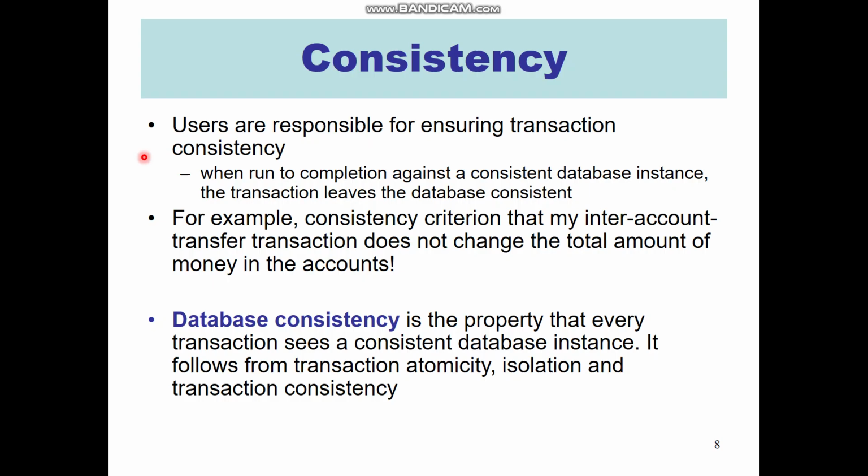Consistency means users are responsible for ensuring transaction consistency. For example, data consistency is the property that every transaction sees a consistent database. It follows from transaction atomicity, isolation, and transaction consistency. Another example: if you have done some transaction on the database and you log into your mobile app and still see that the balance exists, this is inconsistent. The database should be consistent. If you have performed a transaction, the database should give the same output in all places.